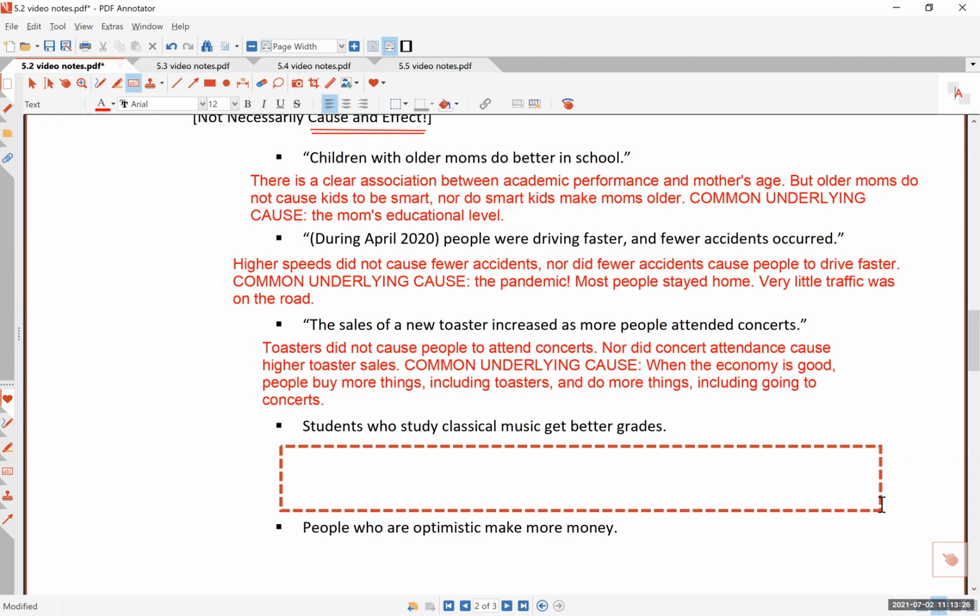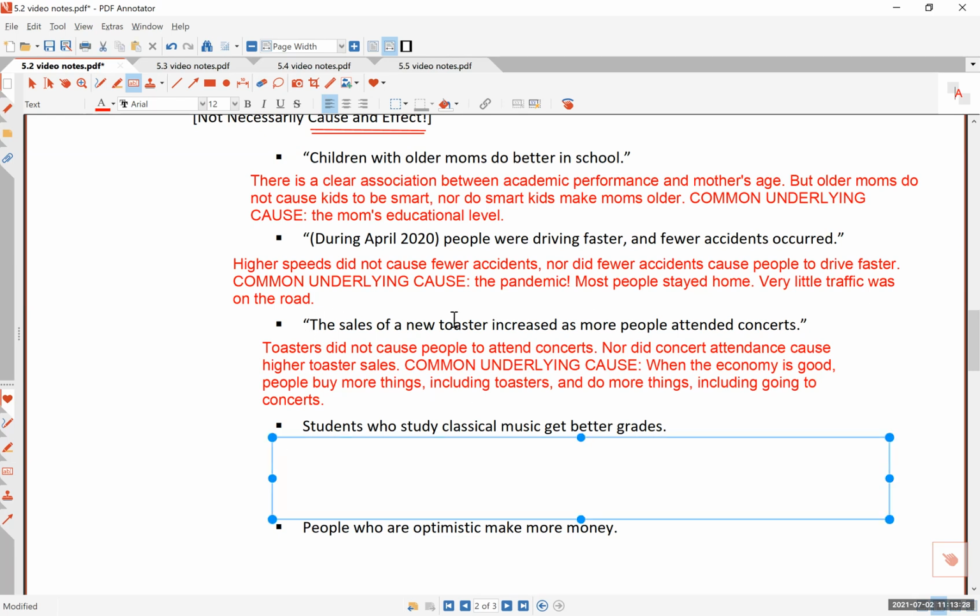Okay, but again, see, if you make a statement like this, the sales of a new toaster increased as more people attended concerts, this kind of headline would almost imply cause and effect, right? Without saying explicitly one is the cause of the other. So you have to be careful. You have to make sure that you do not read something into headlines when there is no reason to.